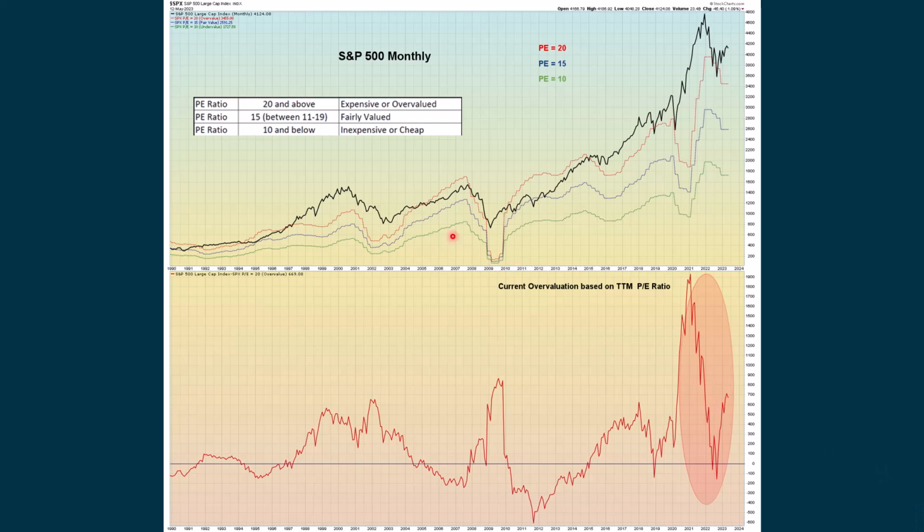Well, I have a little cheat sheet up here where if we have a PE ratio of 20 and above, the market is considered to be expensive or overvalued. If we have a PE ratio of 15, which makes a range between 11 and 19, stocks are considered to be fairly valued. If we have a ratio of 10 or below, stocks are considered to be inexpensive or cheap.